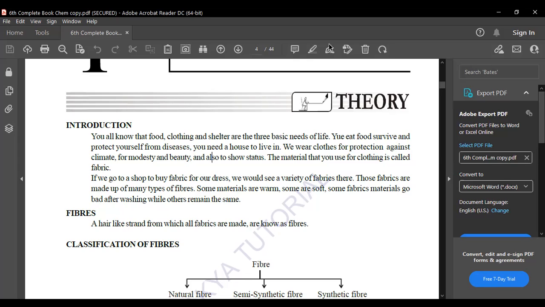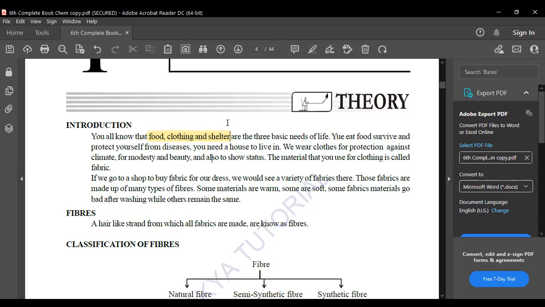Very good. So the basic needs of life are what? Food, clothing, and shelter. These are the three basic needs of life. About the food, we already started in the first chapter and second chapter. About the clothing, we are doing right now. About the shelter, we'll do in the upcoming classes. Okay, sir. And we already studied about these things. Food is important to survive and protect ourselves.